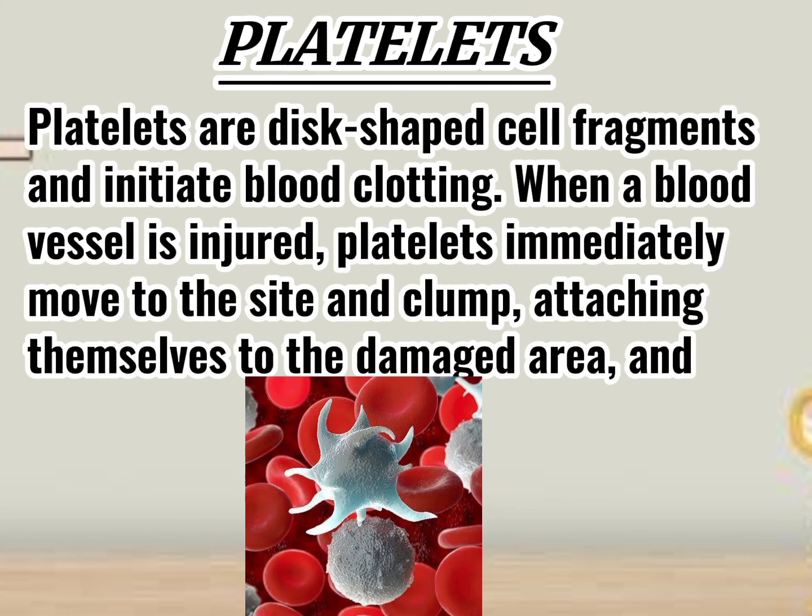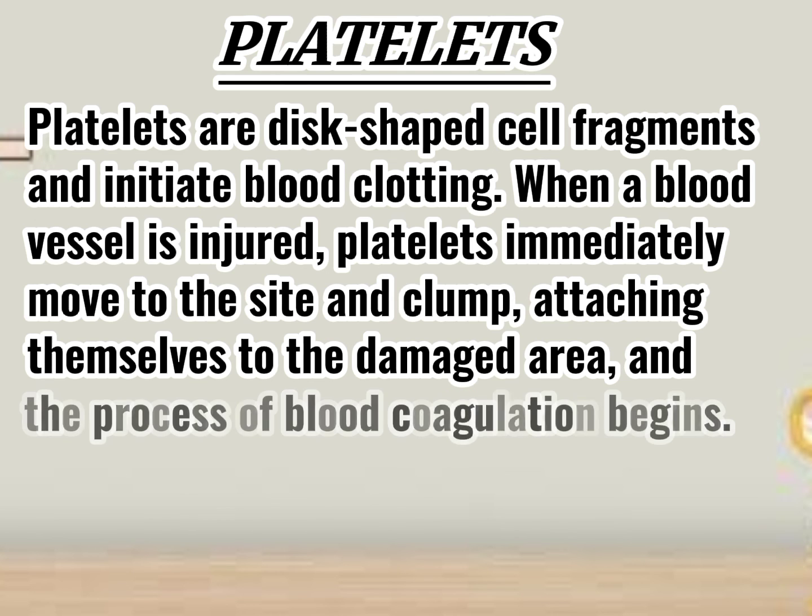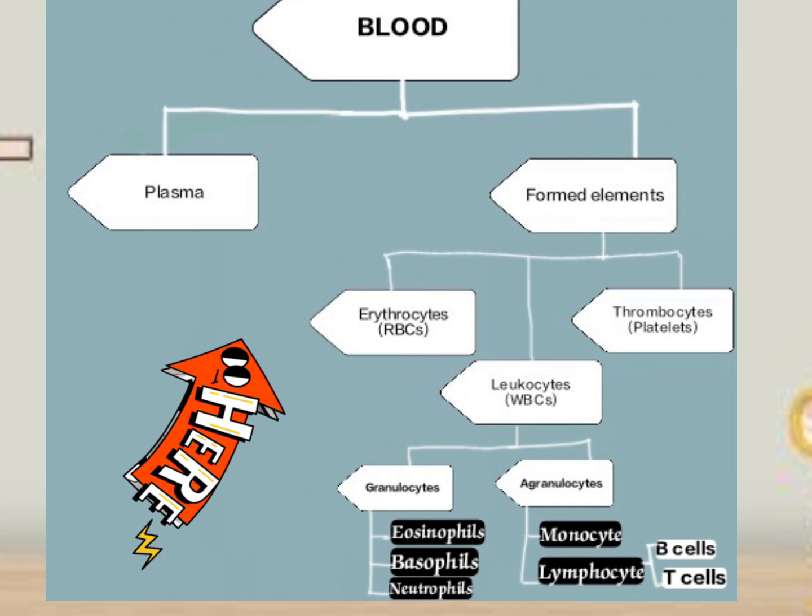Platelets. Platelets are disc-shaped cell fragments and initiate blood clotting. When a blood vessel is injured, platelets immediately move to the site and clump, attaching themselves to the damaged area, and the process of blood coagulation begins. Here is shown a flowchart of the blood cells.